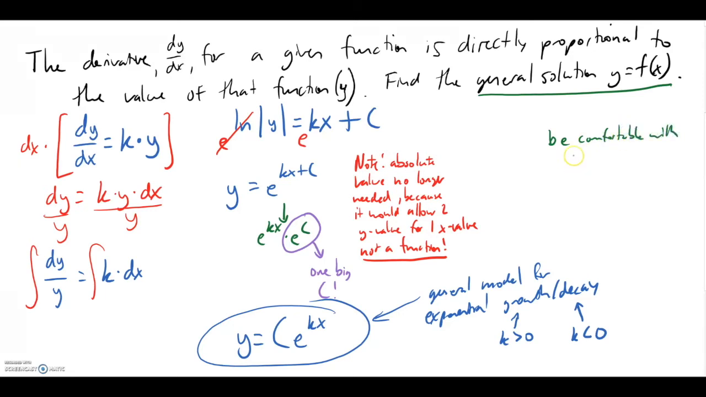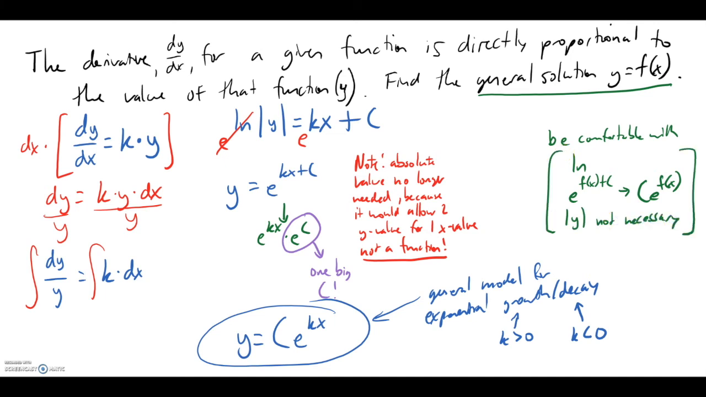with natural log coming up in a problem, e to some function plus c becoming c times e to that function, and y, the absolute value on a y, is not necessary. Three common situations that pop up when we solve first-order differential equations, working from the first derivative of a function y in terms of x.